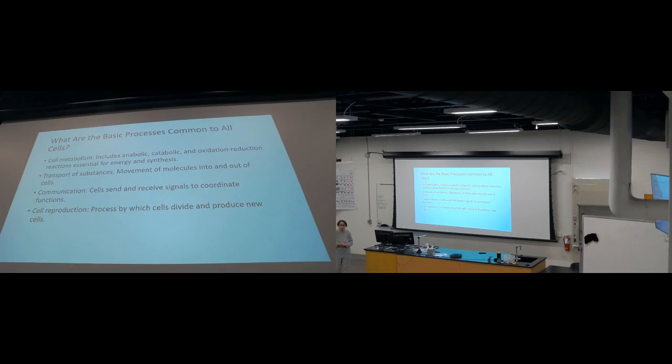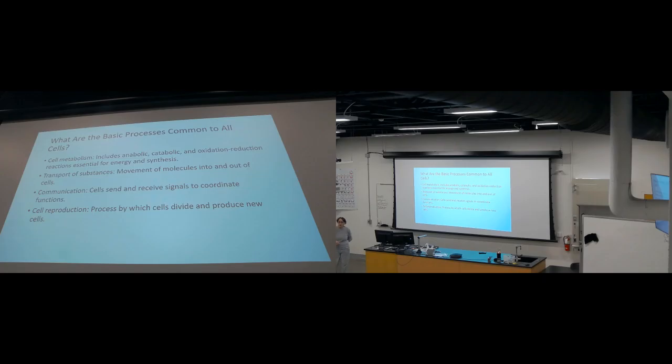Also, we have transport. That's another essential function of the cell. The cells live in an environment, and oftentimes they endocytose, or bring in molecules so that they can transport them to other places, or they can metabolize them internally. So transport of substances is the movement of molecules into and out of the cells.